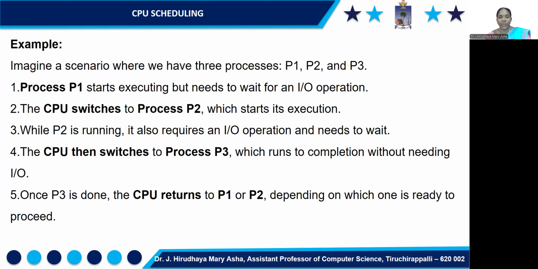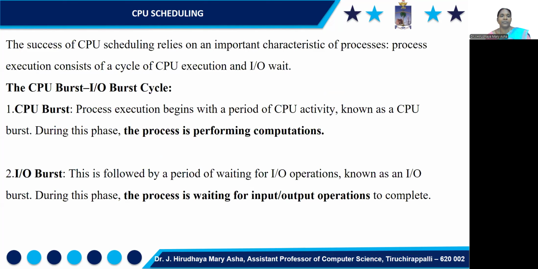Now process P3. Now the CPU switches its attention to process P3. Now you'll see that P3 runs the instructions without needing IO, so it didn't require any IO for its execution. Now P3 completes its execution, but P1 and P2 are until now in a waiting state. Once P3 is done, the CPU returns to P1 or P2. Whichever process has its resource ready, either P1 or P2, the CPU turns its attention to it and gets the instructions executed.